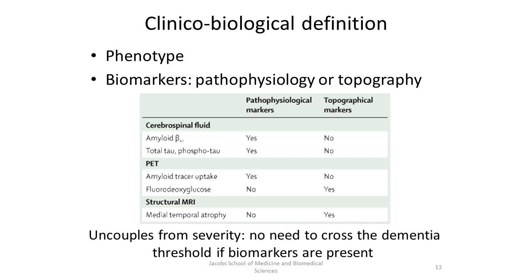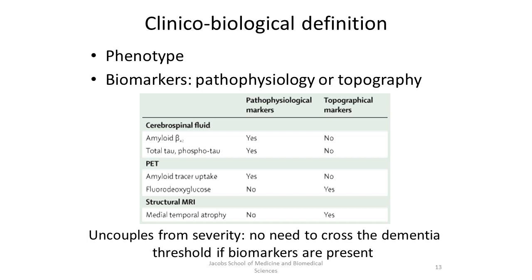So for the clinical biological definition, you need the phenotype, which is the memory problem, cognitive decline, and you can use biomarkers, which could be pathophysiological or topographical. Pathophysiological look at the amyloid beta cascade, amyloid and neurodegeneration, tau. Topographical markers look at where Alzheimer's disease usually starts, in the temporal cortex, hippocampus, and the parietal cortex.